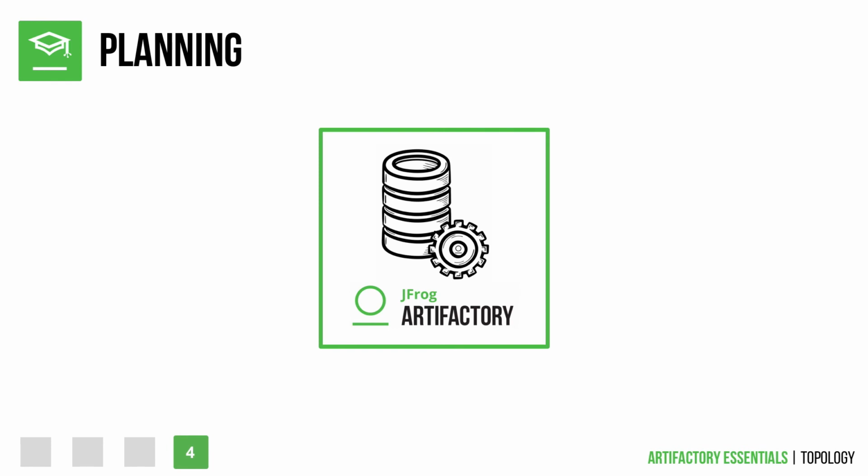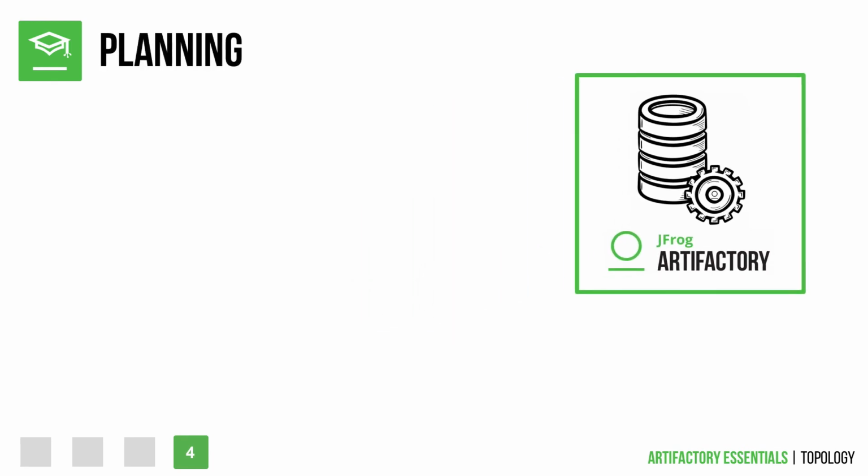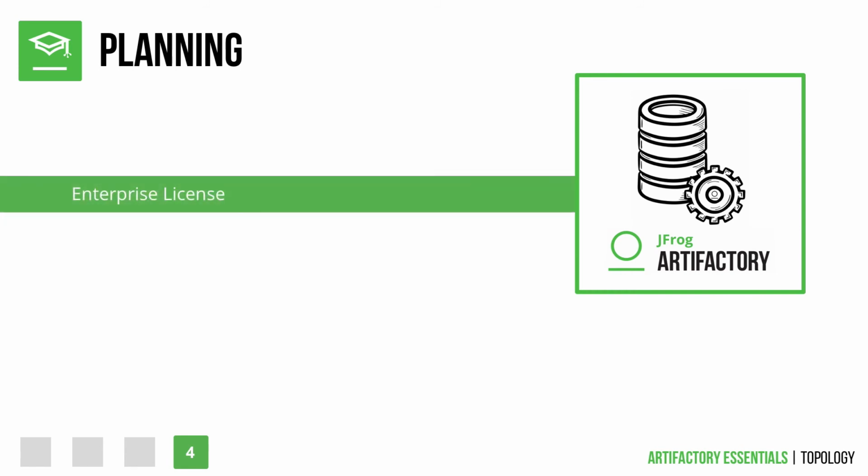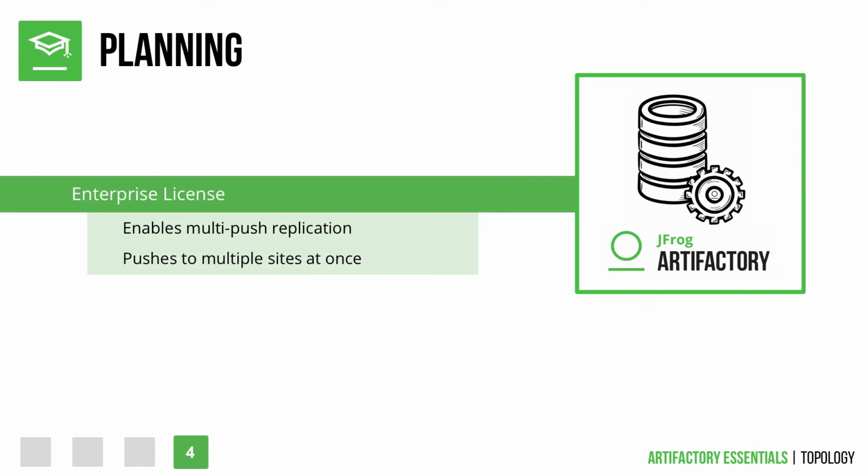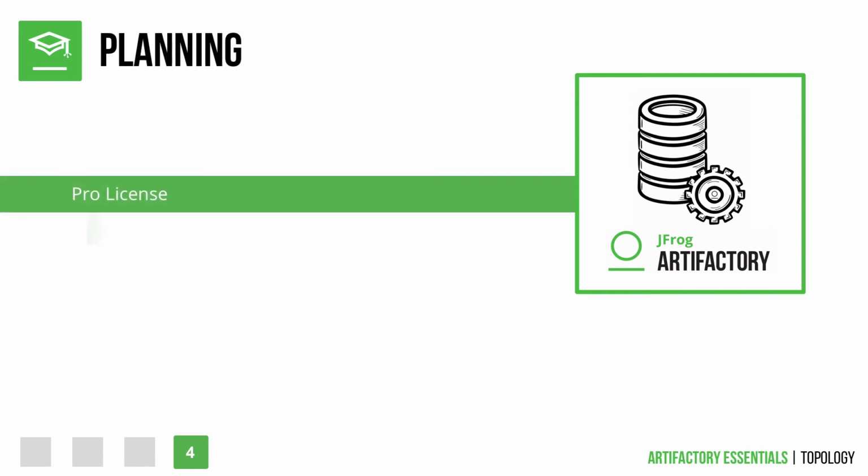Planning for multi-site topology keeps your development pipeline running. A few considerations regarding your network and distribution model will help you decide how to optimize topology in Artifactory. Let's start with your Artifactory license. An enterprise license enables multi-push replication, which pushes multiple sites at once, as well as support for event-based pull replication. Pro license is restricted to support push replication to a single site. Make sure you have the right license to support your topology needs.